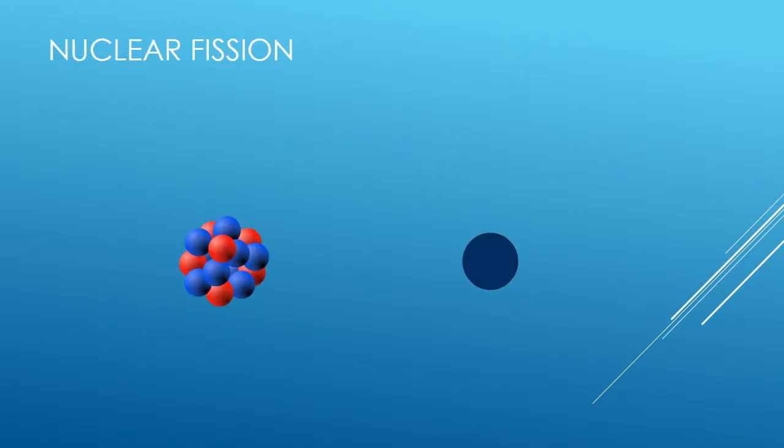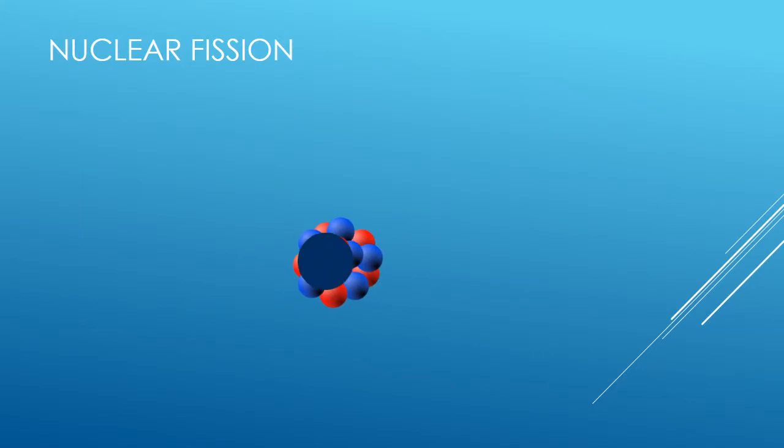All nuclear reactors are based on a process called nuclear fission. Nuclear fission occurs when a nucleus, as seen on the left, absorbs a neutron, which is seen on the right. This creates a bigger nucleus. However, this larger nucleus is very unstable.